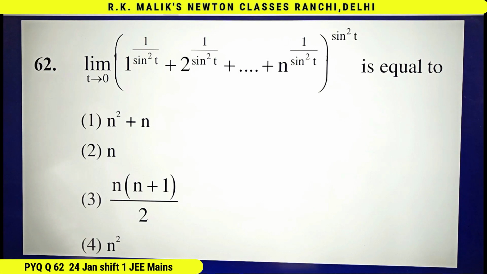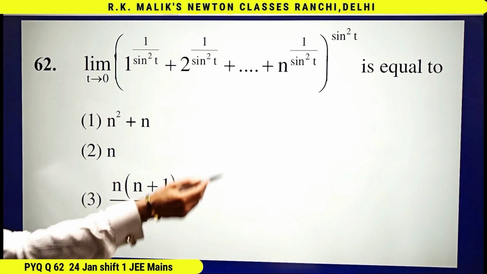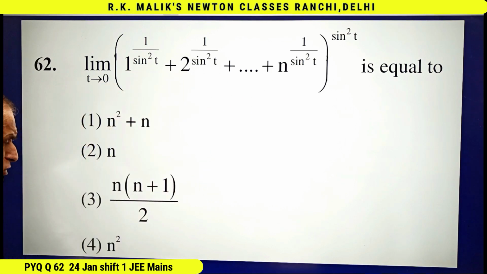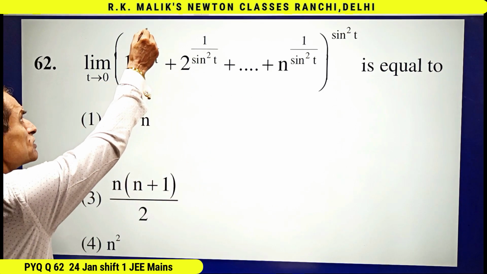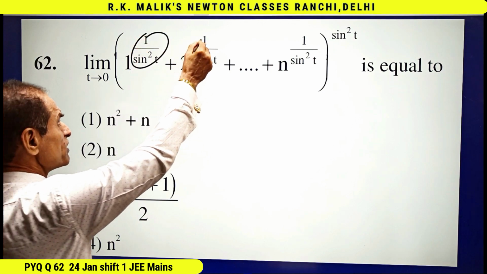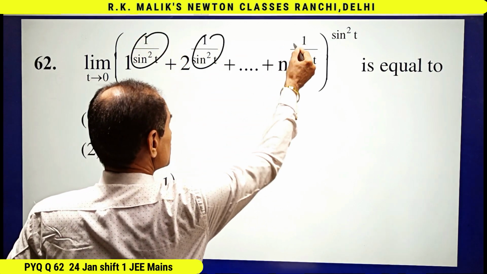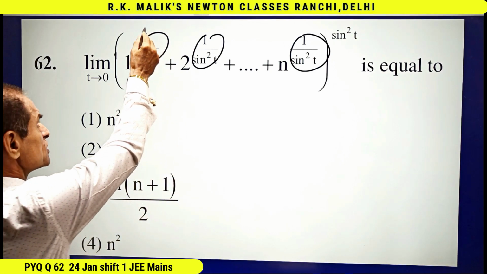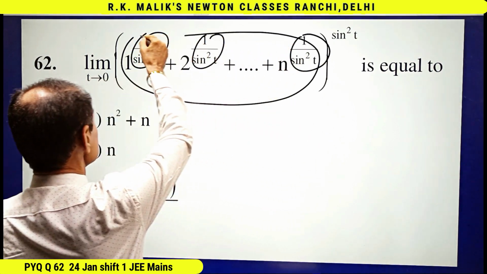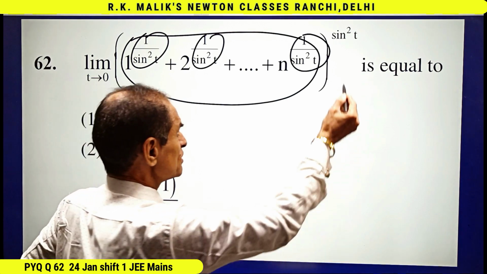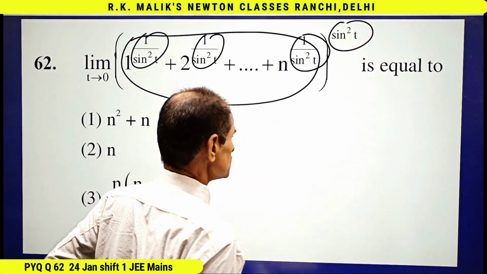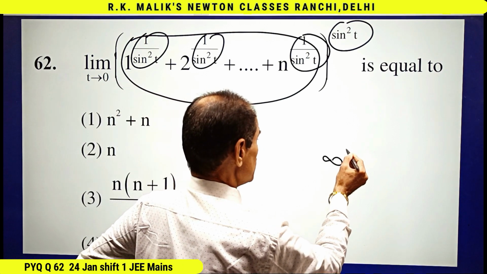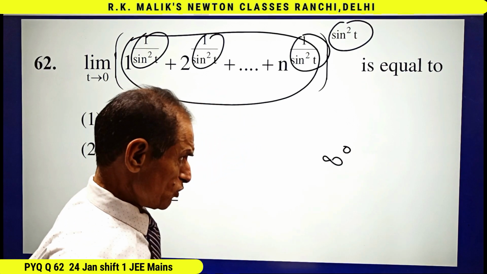In this question, you have to find the limit of this expression as t tends to 0. As t tends to 0, this part tends to infinity, and hence the value of this tends to infinity, this tends to 0. Therefore, it is in the indeterminate form of infinity to the power 0.